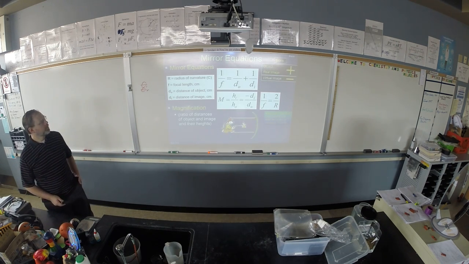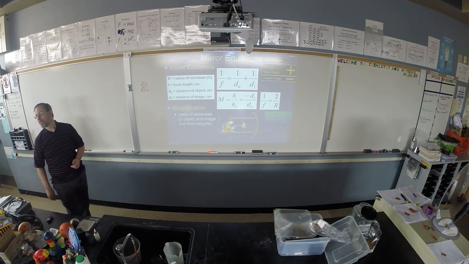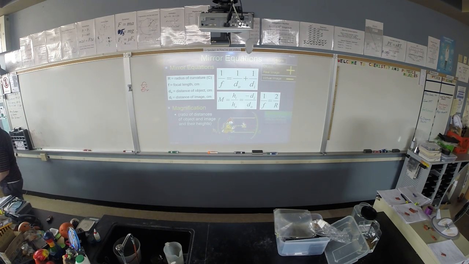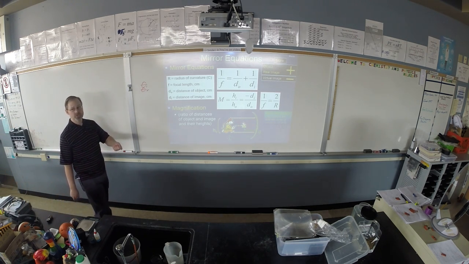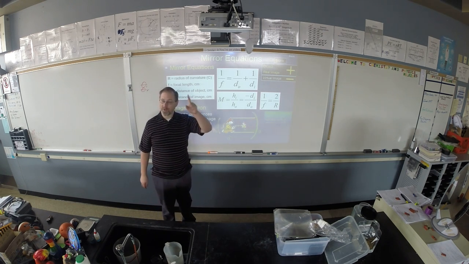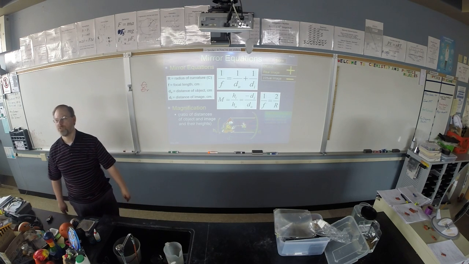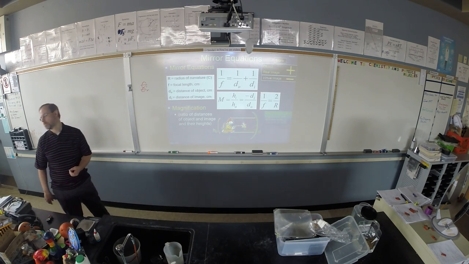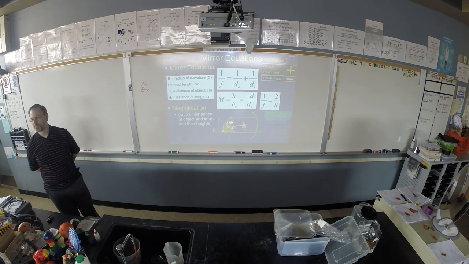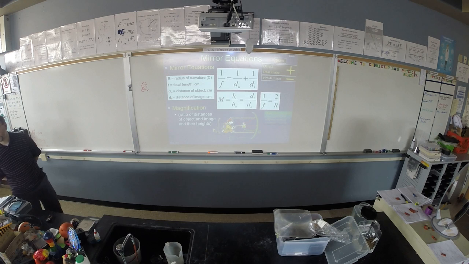All right. So, magnification. Magnification is a ratio of the size of an image to the size of an object. Hi over ho. It's also negative di over do. Why negative? You'll figure it out next week. It has to do with virtual and real images. Virtual images get a negative sign. They get a negative di.